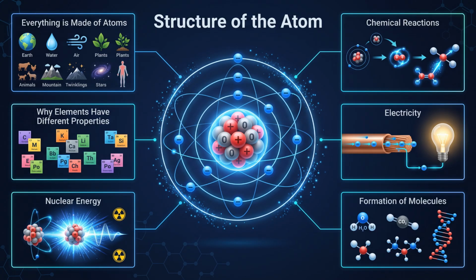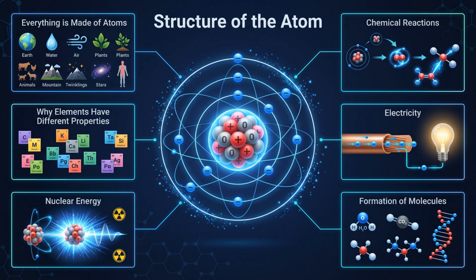On the bottom right, the Formation of Molecules panel shows that when these individual atoms chemically bond, they build the essential structures of life, from simple water, H2O, and carbon dioxide, CO2, to the complex, twisted double helix of our DNA.